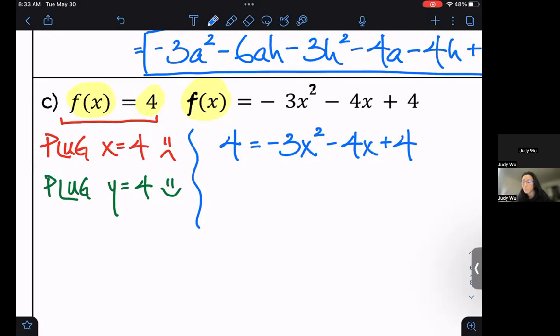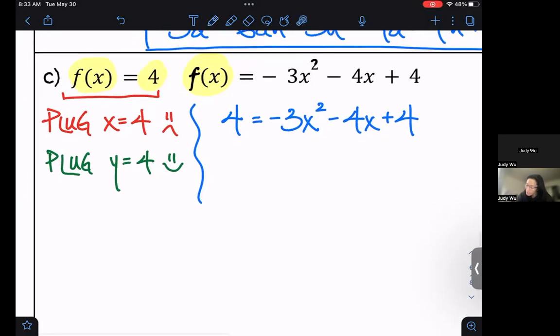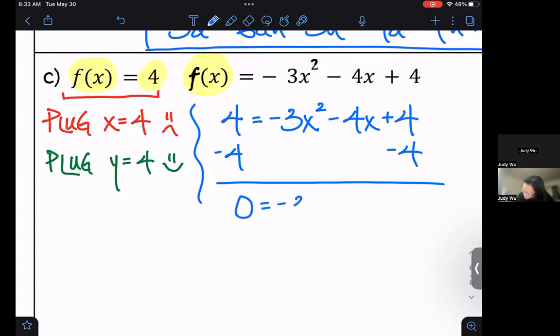And in this case, we actually want to solve for x. We want to get x all by itself. Okay. Now, I notice here that I've got a 4 and a 4. And so what I'm going to do is go ahead and subtract 4 from both sides, and I get 0 equals negative 3x squared minus 4x.